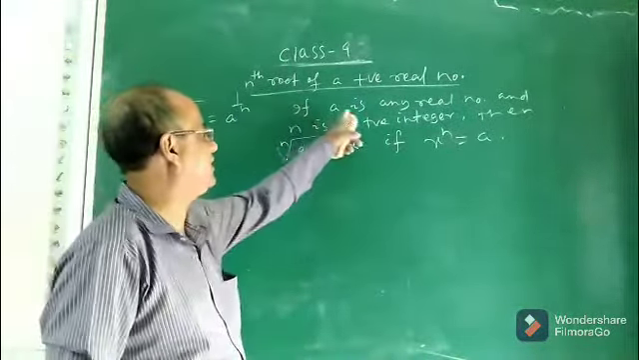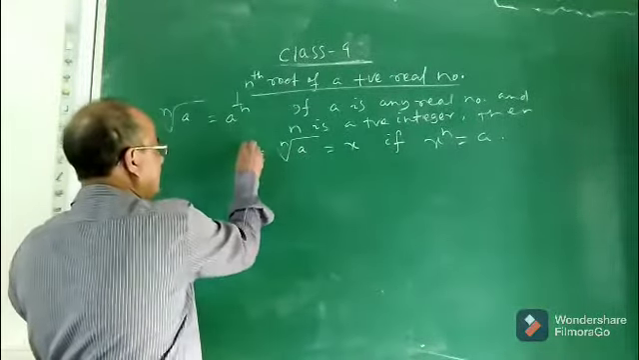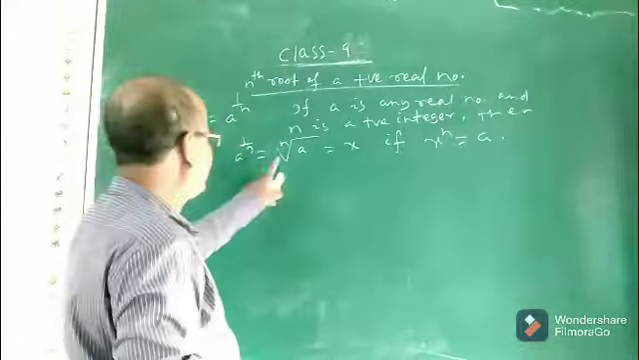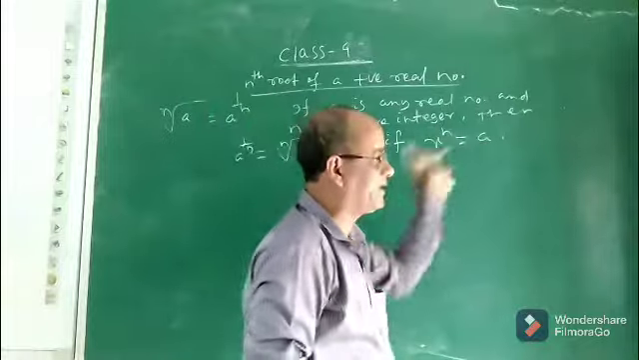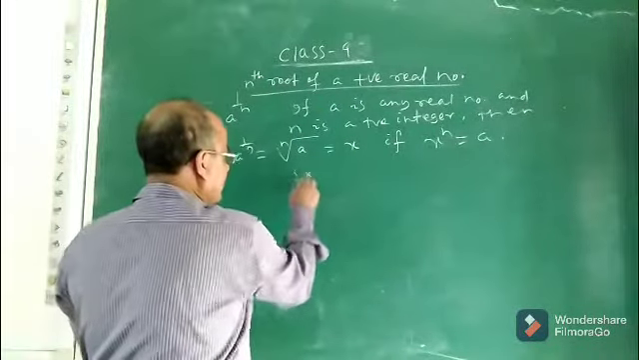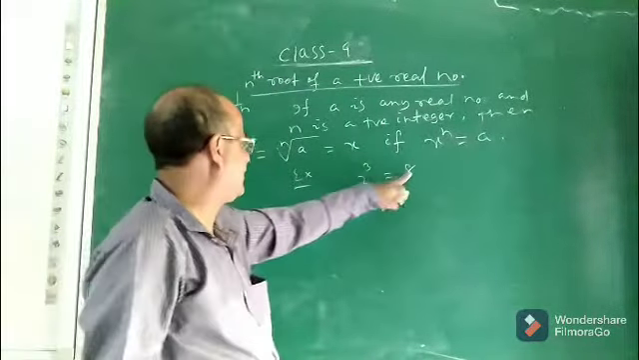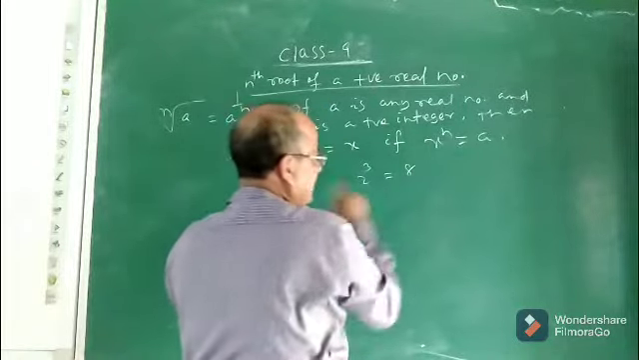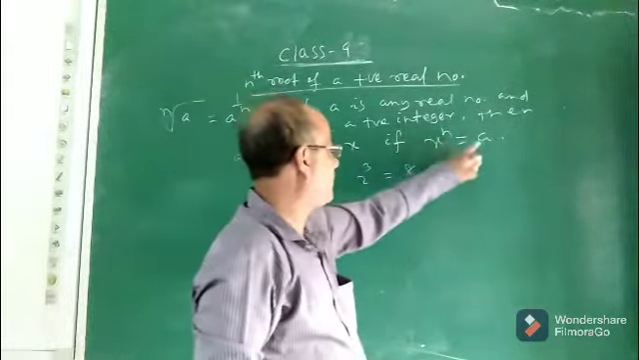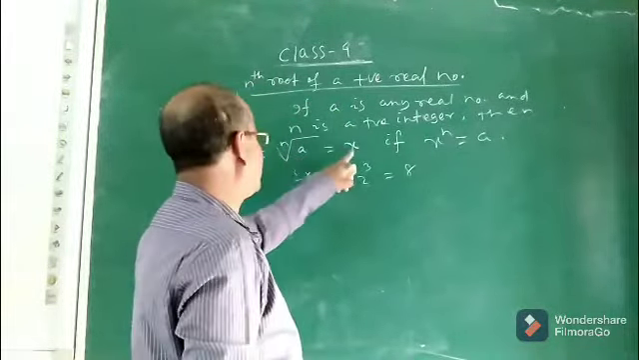If A is any real number and n is a positive integer, then nth root of A, or you can say A to the power 1 by n, whatever you write, A to the power 1 by n equals nth root of A, that will be equal to x if x to the power n is A. I am giving one example to make you understand. Suppose 2 to the power 3 equals 8. Here x is 2, n is 3 and A is 8. x to the power n equals A. If x to the power n equals A, then only nth root of A will be equal to x.